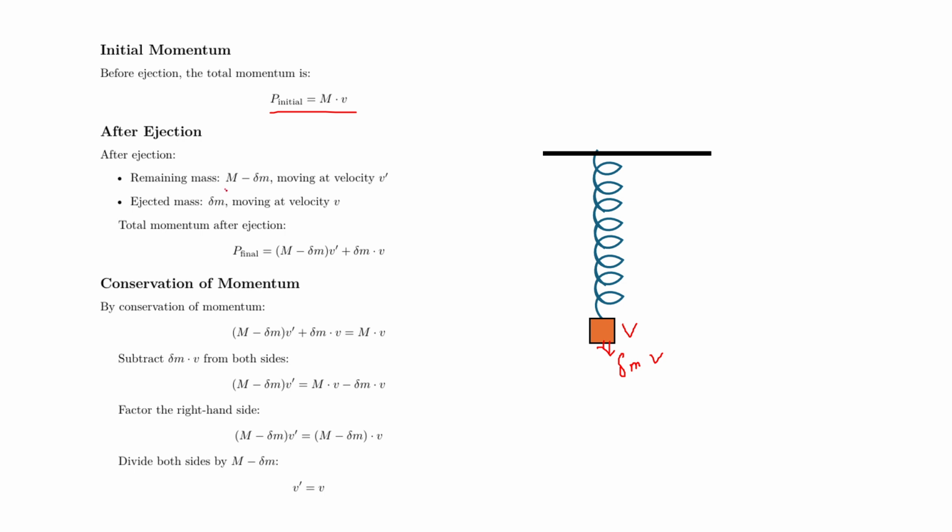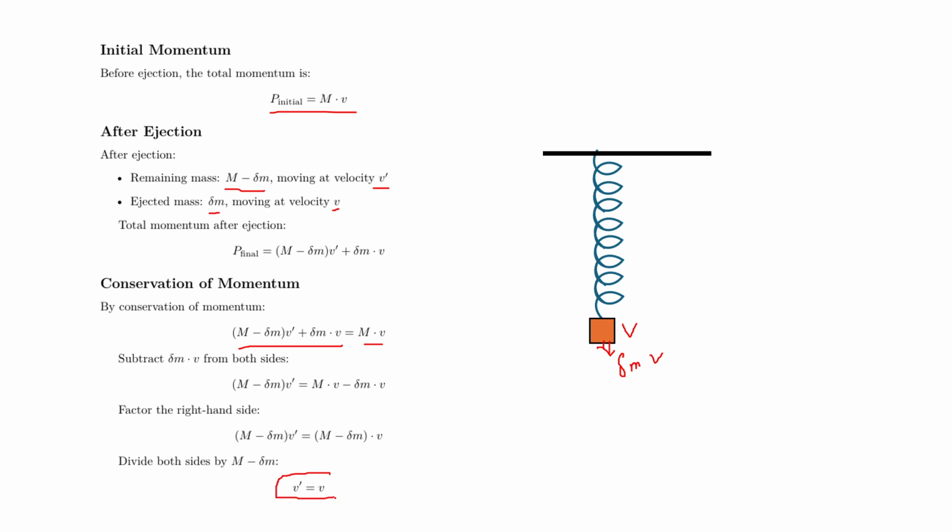When the mass is ejected, the remaining mass is m minus del m, and the velocity is suppose v dash. And we have assumed that the ejected mass has the same velocity v. So this is del m, our ejected mass, and this is our velocity v. So the final linear momentum is m minus del m into v dash plus del m into v. When we apply the conservation of linear momentum, this equals mv, and after rearranging we get v dash equals v.